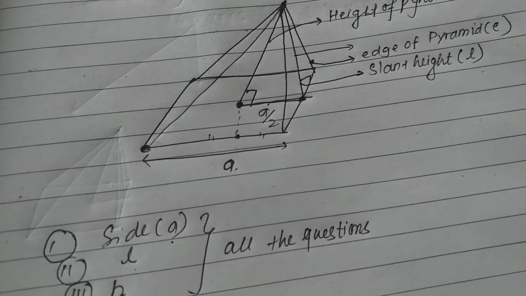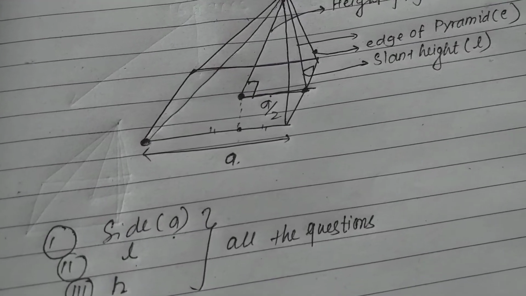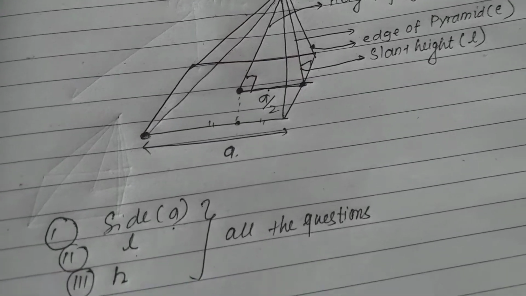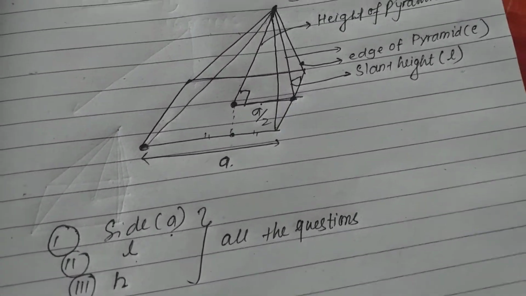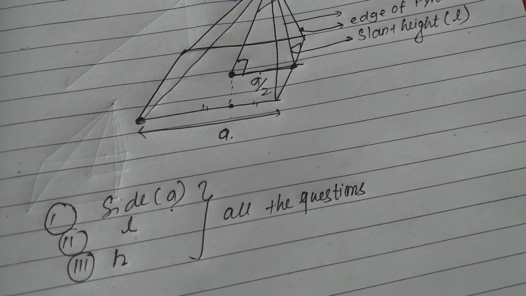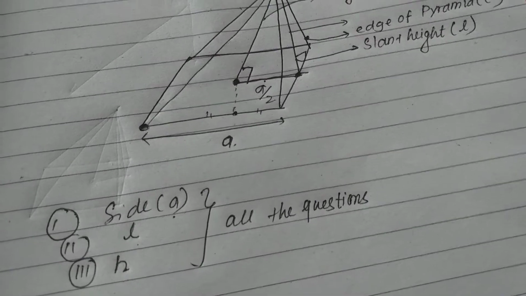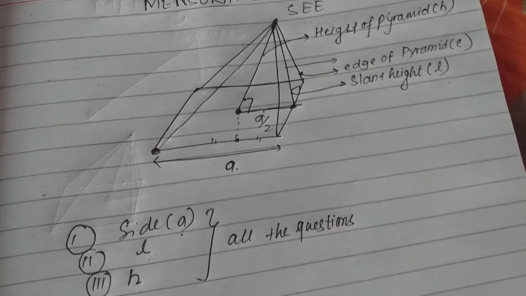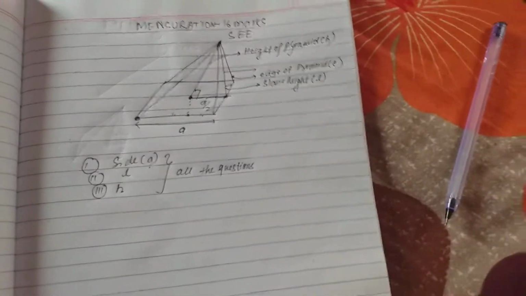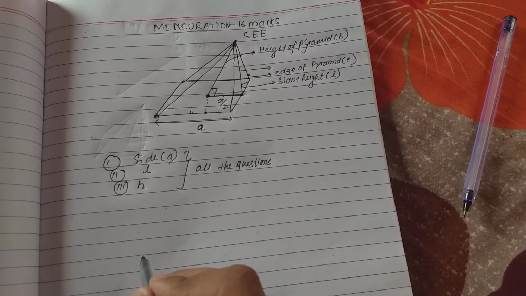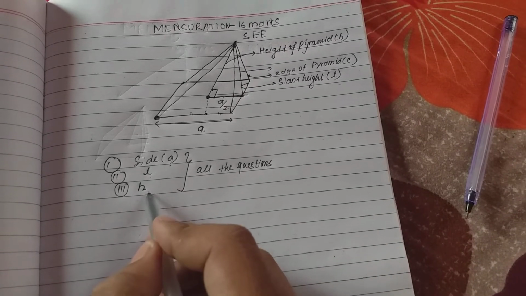Suppose you don't have any idea how to do a question, then first of all you check: do I have A, L and H or not? If you have A, L and H, you can find each and every question related to the pyramid. Whatever the hardness of the question, it will be easier for you if you can find A, L and H.